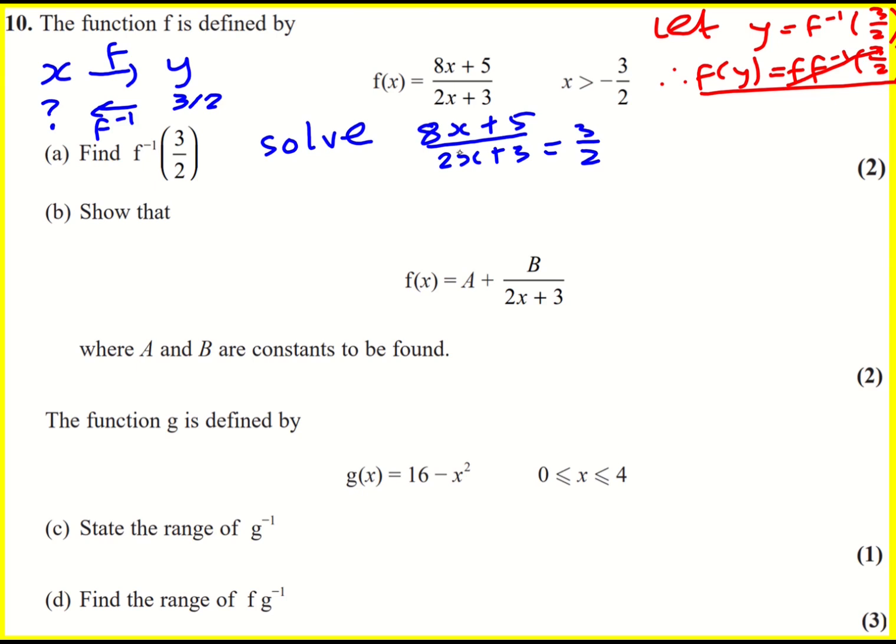I'm going to cross multiply, so times through by 2, 16x plus 10, and then times through by 2x plus 3. That will give me 6x plus 9. Therefore, 10x is equal to minus 1, x is equal to minus 1 over 10. And that's going to be my answer, x equals minus 1 over 10.